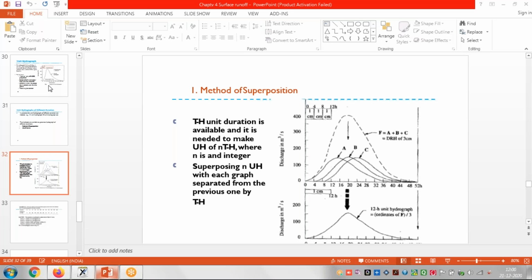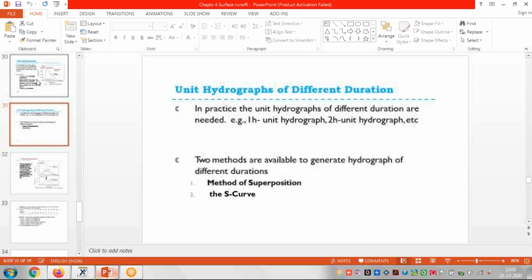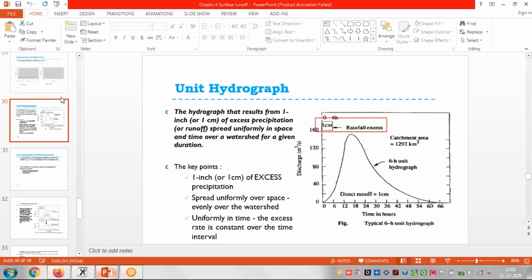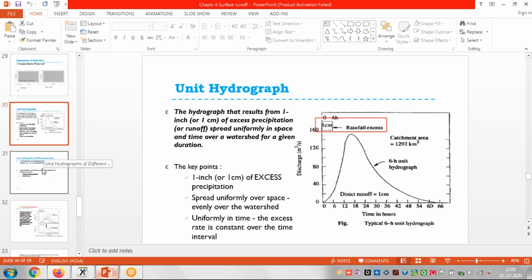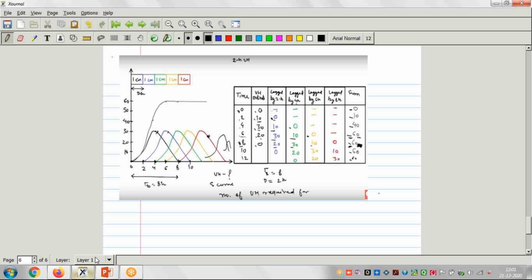We have already seen the hydrograph, unit hydrograph, and flood hydrograph. Just again, I will explain this, then it will be easy. See here, students, we have seen the hydrograph. What is a hydrograph?